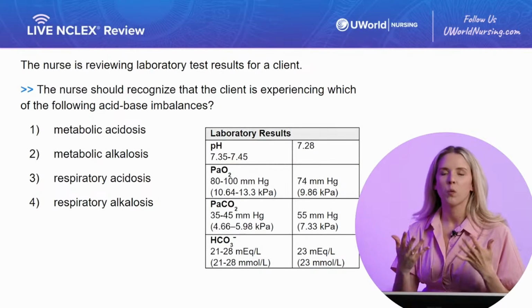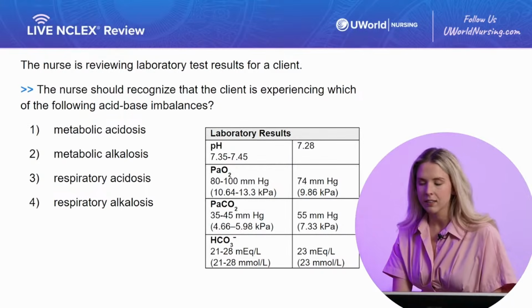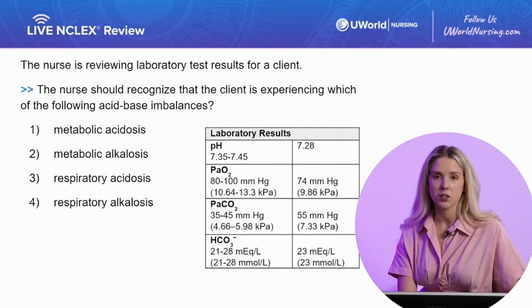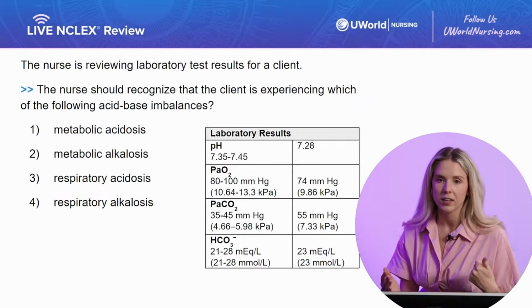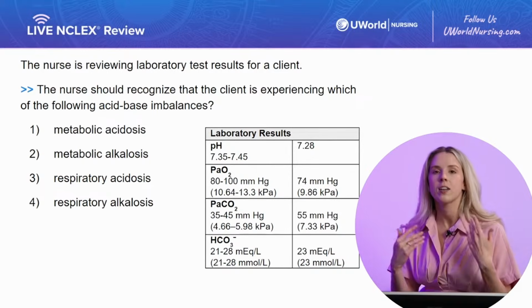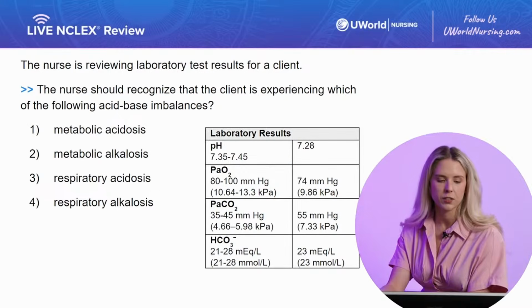Now I'm going to add one more thing to this. Is this compensated or is it uncompensated? Well, in this case, we still have the pH is 7.28. So is that back within our normal range of 7.35 to 7.45? No, it's not. Therefore, it's not been fully compensated. So we would call it uncompensated respiratory acidosis.